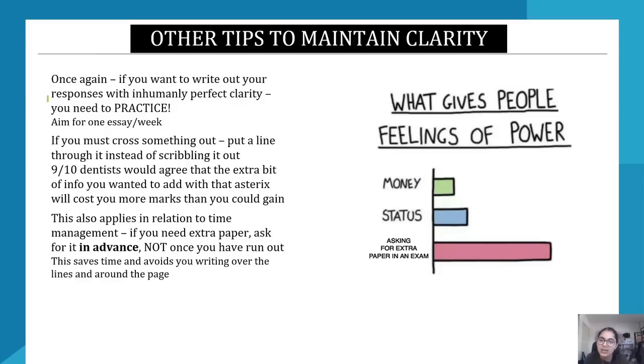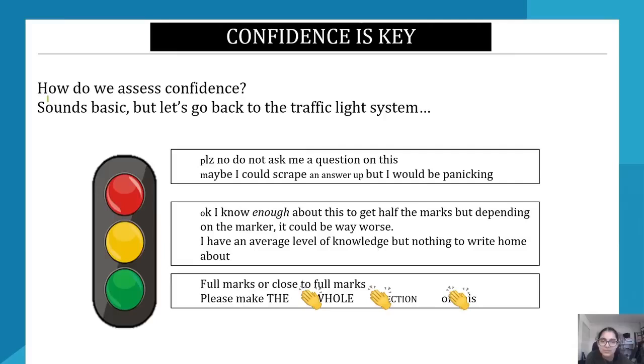Other tips to maintain clarity: once again, if you want to practice, write out your responses with inhumanely perfect clarity. You need to practice. If you must cross something out, put a line through it instead of scribbling it out. 9 out of 10 dentists would agree that the extra bit of info you want to add with that asterisk will cost you more marks than you could gain. So make sure that you are being clear, you are being concise.